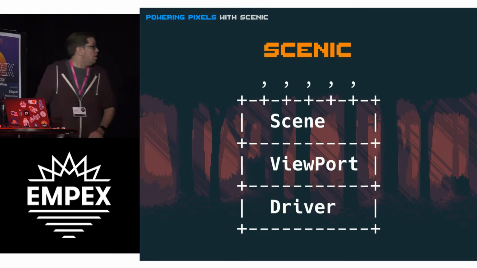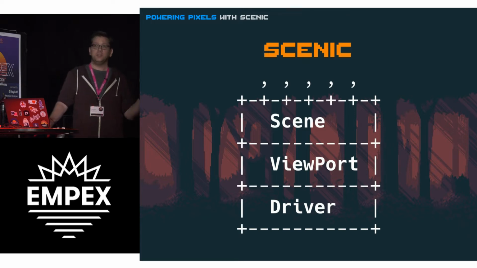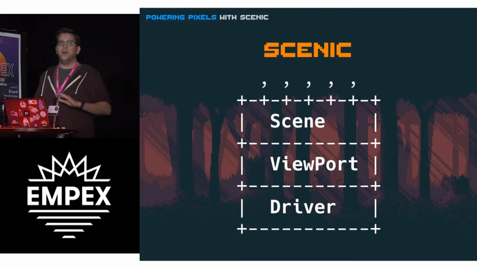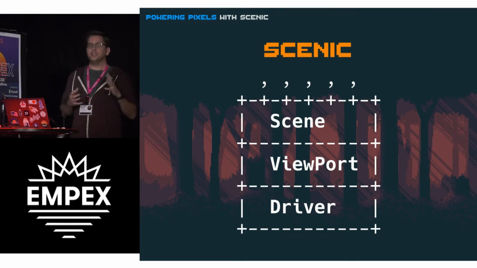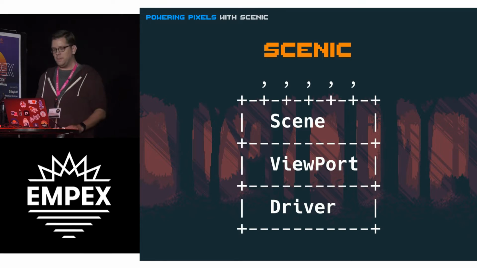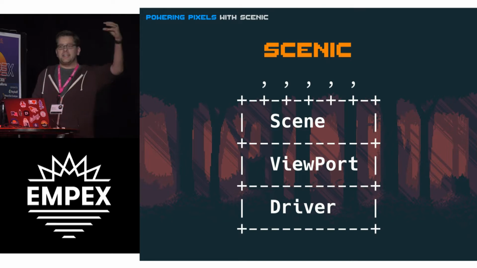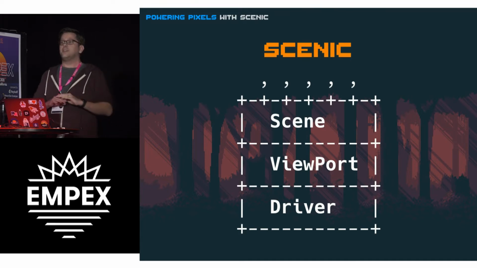Scenic's documentation refers to it as having a three-layer cake architecture. Your top layer is the scene layer, and this is where you're going to do most of your interacting. A scene is like building an HTML page, where you build all the layout of what's going to display on the screen. That gets put into what's called a graph, which is like your DOM, and is sent down through the viewport. The viewport translates it down to the driver, and the driver knows the hardware to actually display it on the screen.